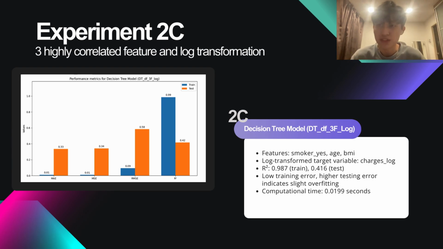Moving on to our experiment 2C, now we expanded our features to include smoker yes, age, and BMI with a log-transformed charges log target variable. Overall, this model performed very well on the training data with an R-square value of 0.987, but the testing set R-square value dropped to 0.416, indicating some overfitting happened here. The training error was very low, but the higher testing error suggests that the model could benefit from regularization. Computational time was again efficient at just 0.0199 seconds.